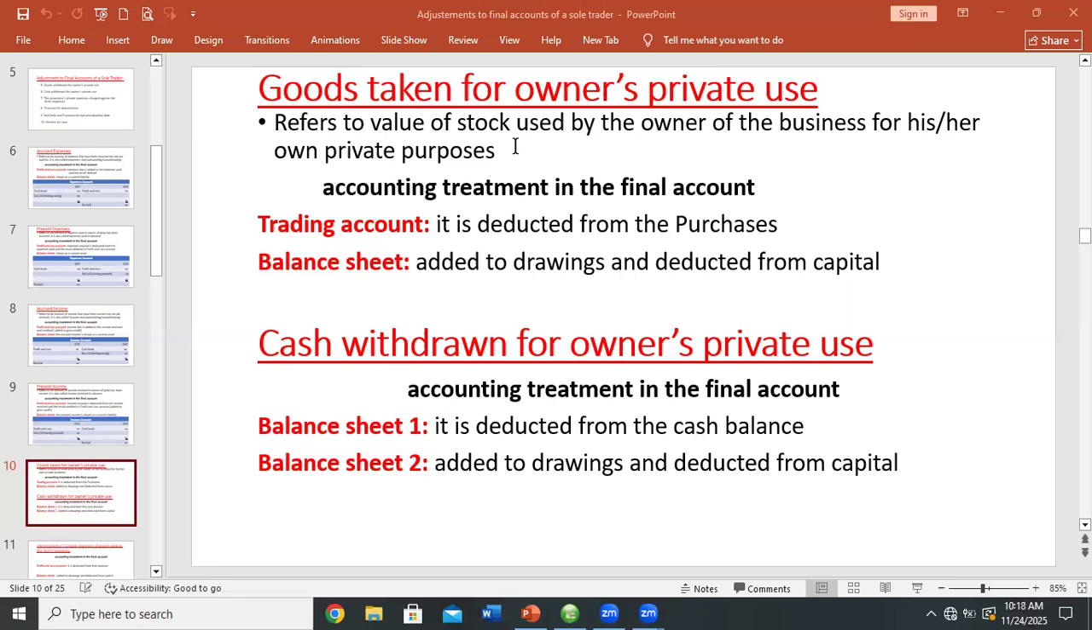Cash withdrawn for owner's private use. Accounting treatment for the final account. Balance sheet 1. It is deduct from the cash balance. Balance sheet 2. Added to drawings and deducted from capital.